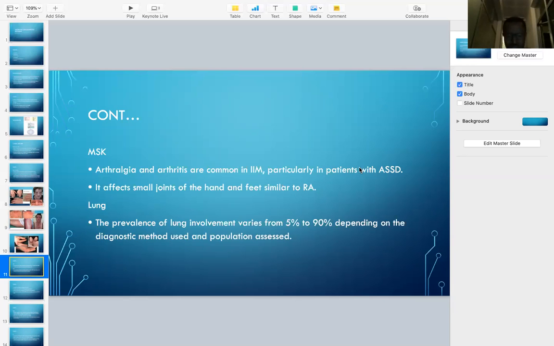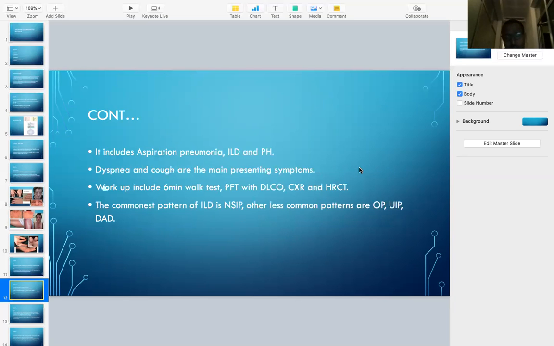The other organ to be affected is the lung. The prevalence varies from 5% to 90%, depending on the diagnostic method used and the population assessed. The spectrum includes aspiration pneumonia, interstitial lung disease, and pulmonary hypertension, and pulmonary arterial hypertension can also be seen in this group of patients. But the commonest one is interstitial lung disease.